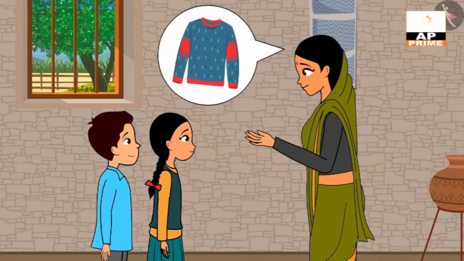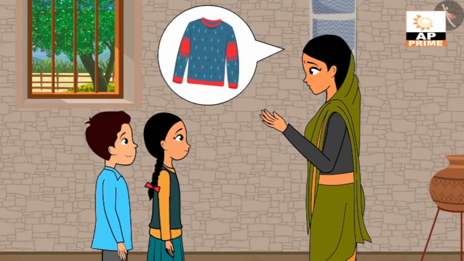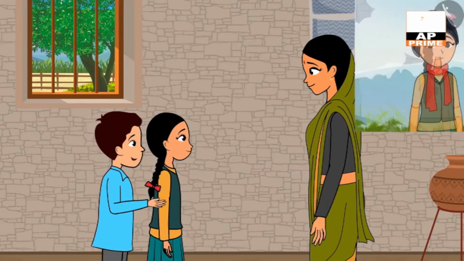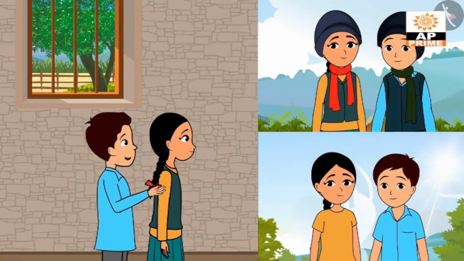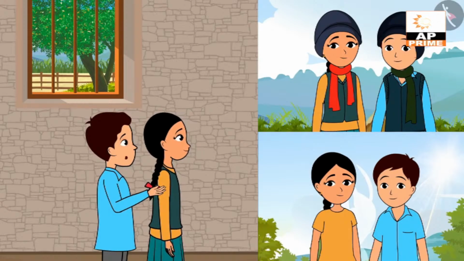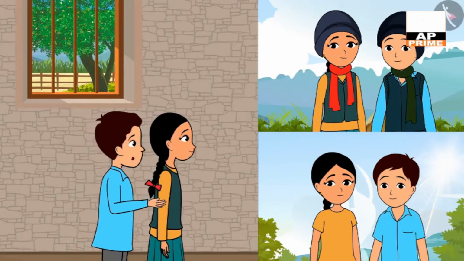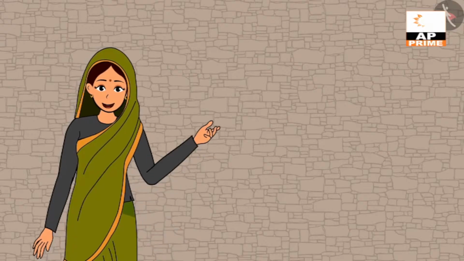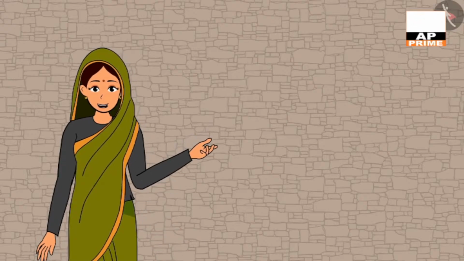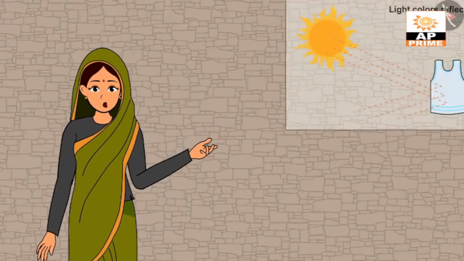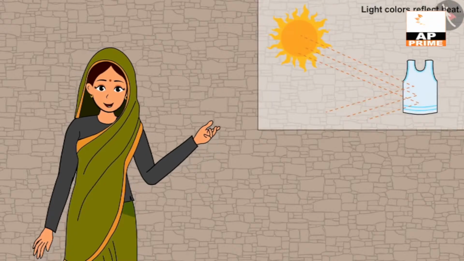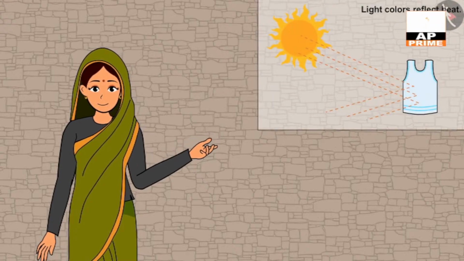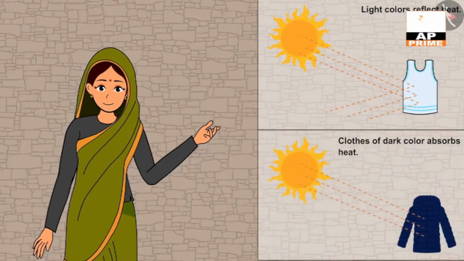Raja, wear something warm. It is getting cold now. Mother, warm clothes give us warmth. In summers, we wear light clothes with light colors. Yes, you are right. We wear light colored clothes in summers because light colors reflect the heat and hence we feel less warm. And in winters, we wear dark colors because dark colors absorb heat and hence we feel warm.